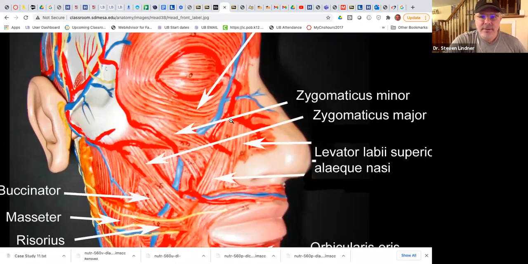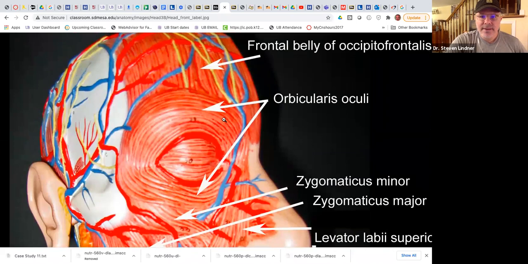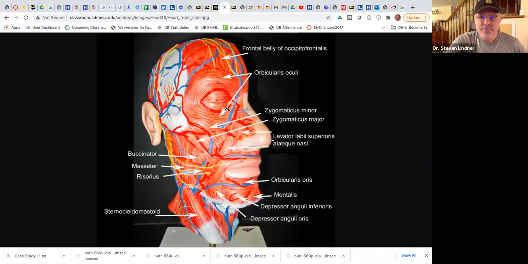Okay, let me see what else we have here. Let me just bring that back. Okay, here's the orbicularis oculi. Here's the zygomaticus minor, which is here. And then here's the zygomaticus major, which is here. Remember, minors are above majors. Here's the deep buccinator. Here's the masseter, which is in front of the parotid gland.